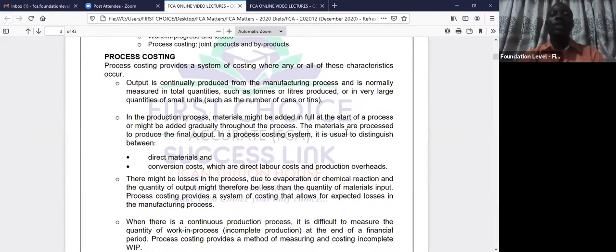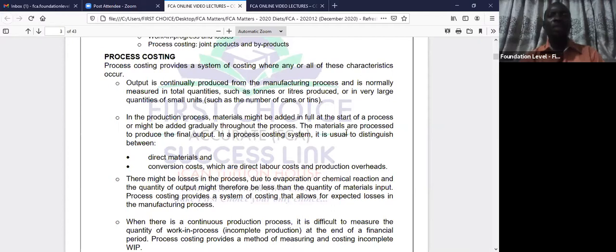Now, process costing is a system where you find any of these characteristics. The output is continually produced in the manufacturing process. So they are producing that thing always. Sometimes it's measured in kilograms, measured in tons or in liters or in tins. For example, tomatoes, it's measured in tons, measured in liters, measured in kg, measured in tins. It's continually being produced.